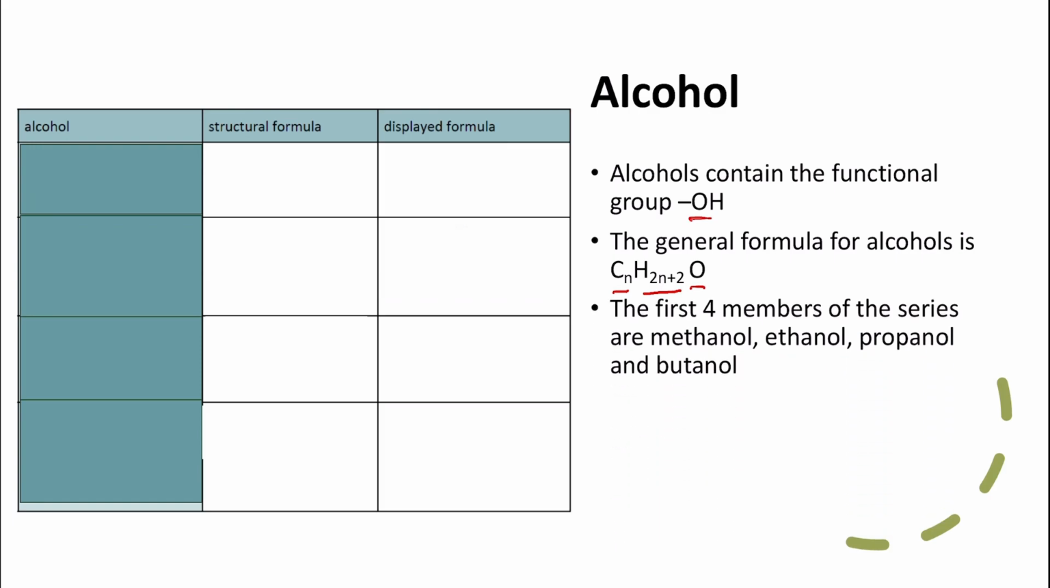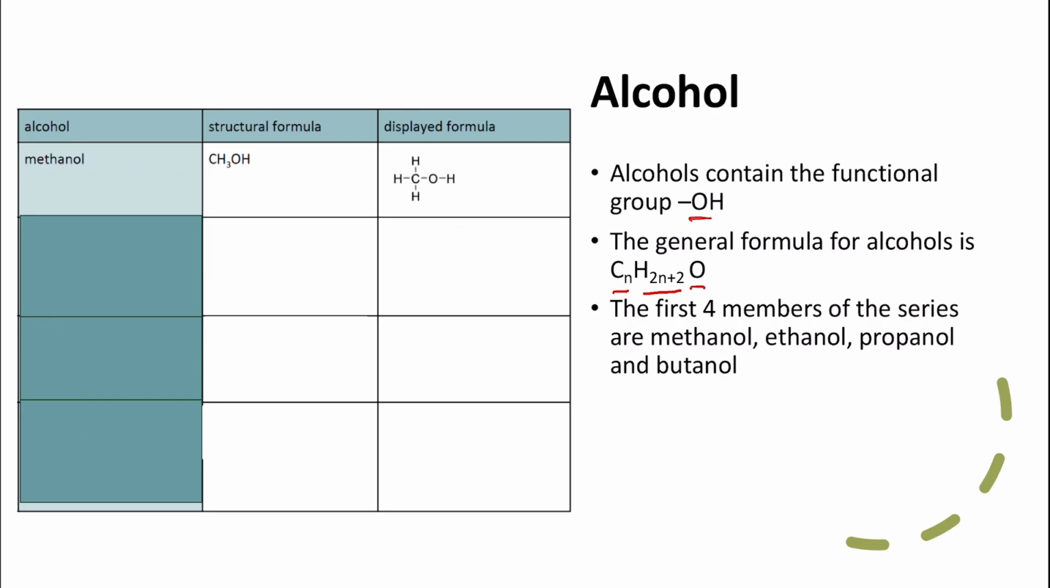The first four members of the series are called methanol, ethanol, propanol, and butanol. To name alcohols, we use the same principle as before for alkanes and alkenes. The prefix refers to the total number of carbon atoms, and in the suffix we replace the e from the alkane with an ol, so anol at the end of the name. The first alcohol is methanol, which contains only one carbon atom. The structural formula is CH3OH.